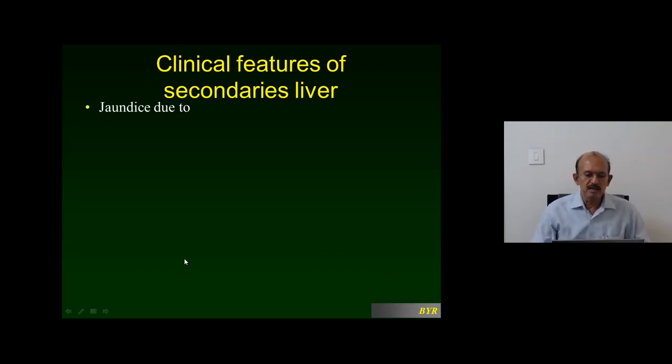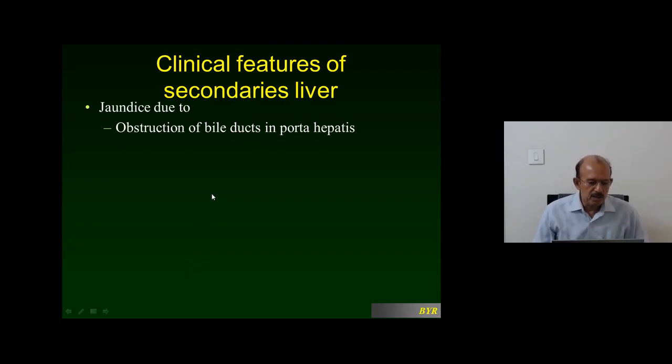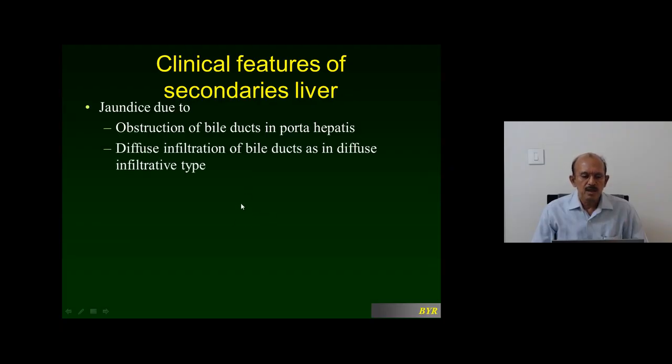Why does jaundice occur in secondary liver? Obstruction of ducts, yes, you are right. It is obstruction of the bile ducts in the porta hepatis. When a large mass of secondaries is there, it can cause obstruction and produce jaundice. In the diffuse infiltrative type, the bile ducts are completely infiltrated, so that can produce jaundice.